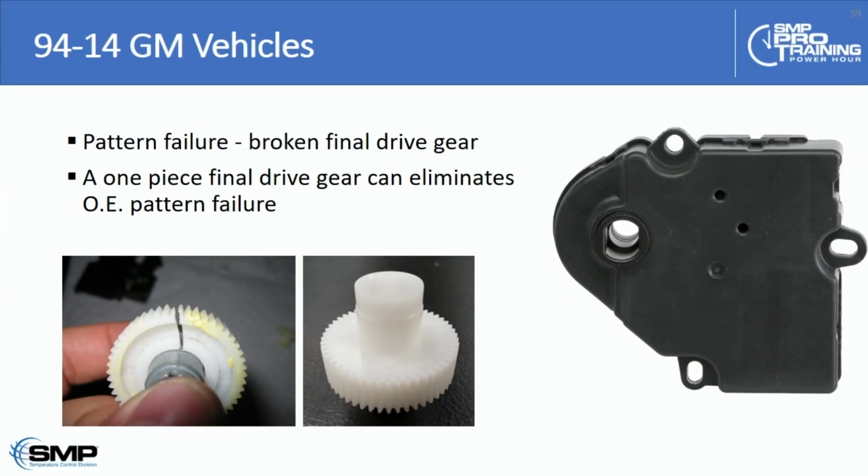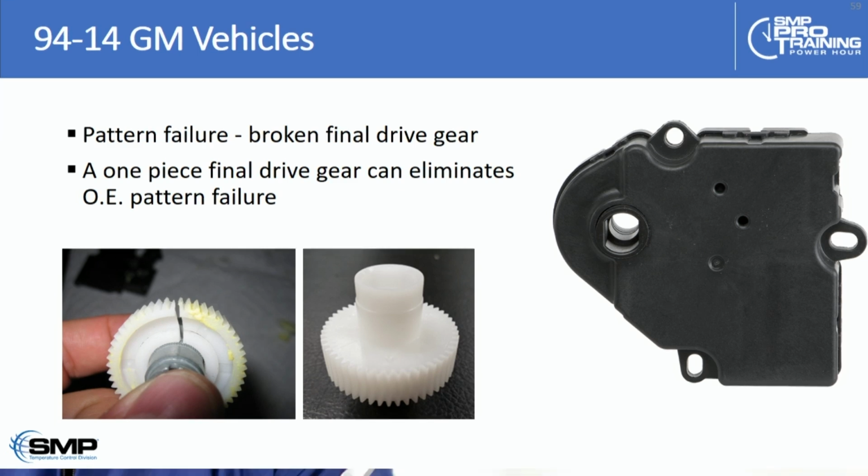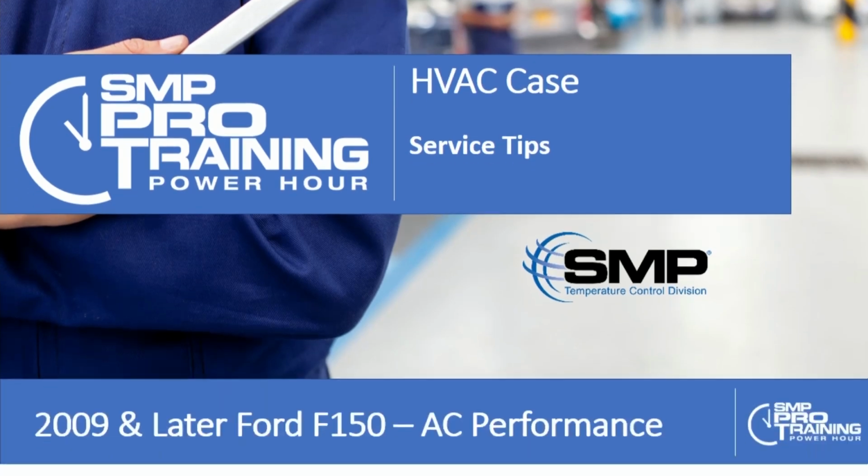And in fact, here's a GM, 94 to 2014 GM vehicles. They used a plastic gear with a metal center, and the gears are notorious for cracking. And so they often will cause intermittent diagnostic trouble codes. One way to really shake them out or flush them out is to perform a recalibration procedure and check for trouble codes.